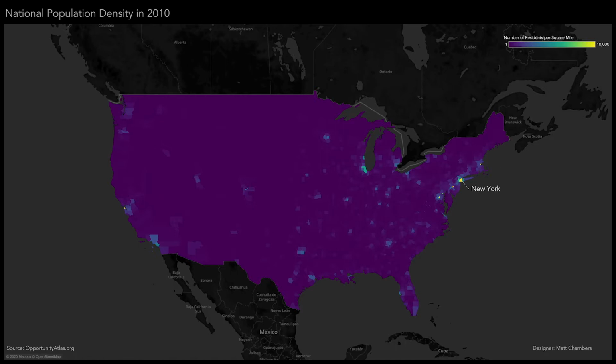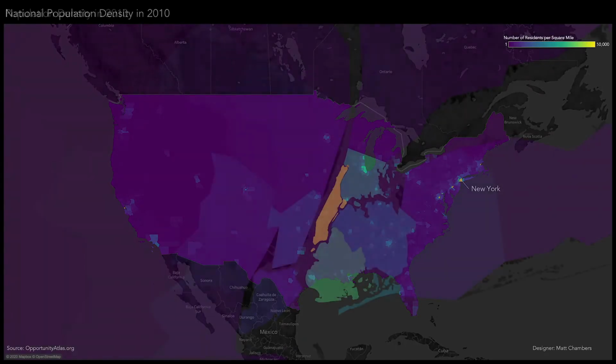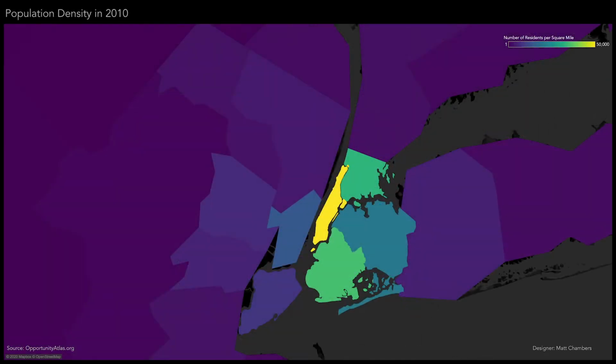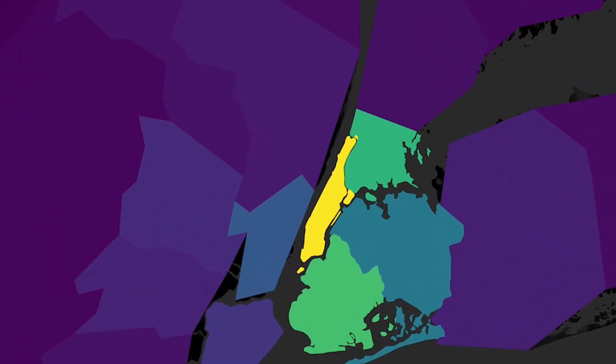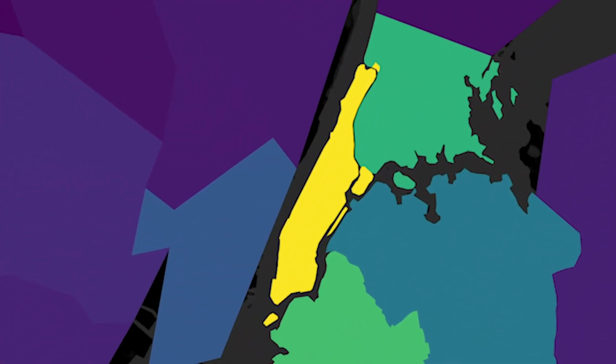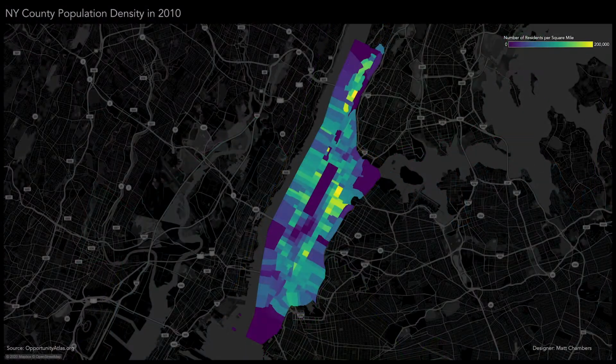Let's zoom into the most densely populated county in the country, New York County. New York County, represented here in yellow, is the only county with more than 50,000 residents per square mile. Now let's zoom into Manhattan Island. When people think of New York City, they are often envisioning Manhattan. New York residents often refer to Manhattan as the city.